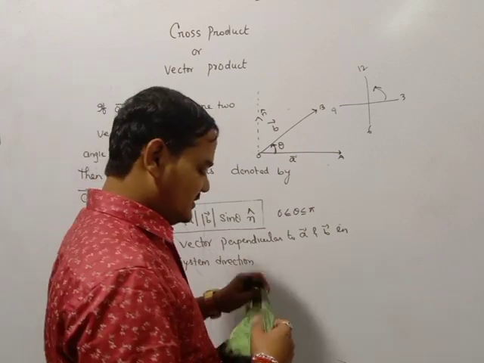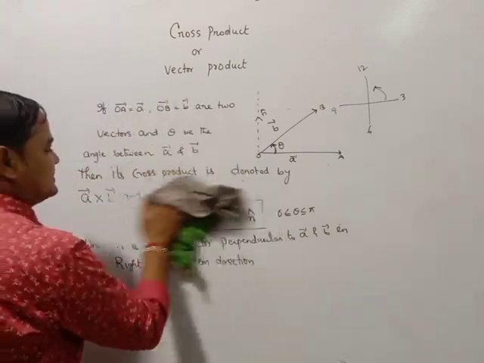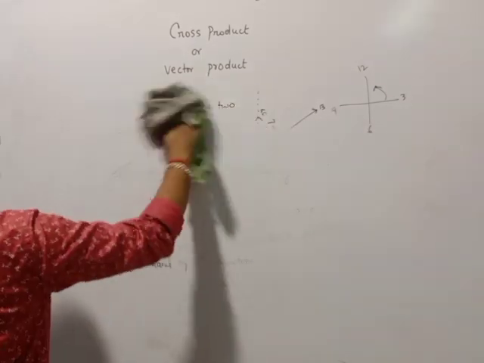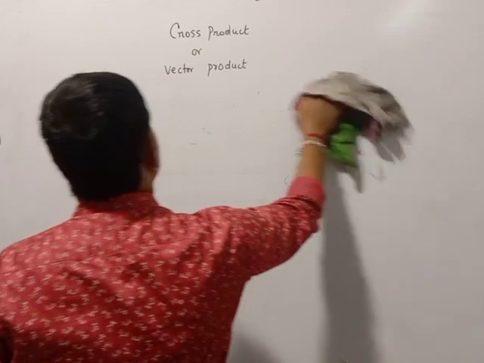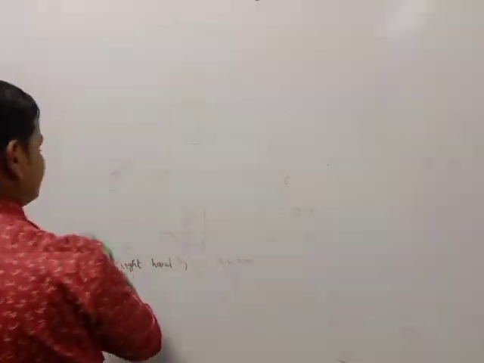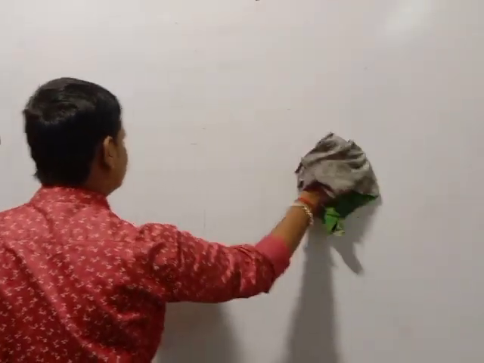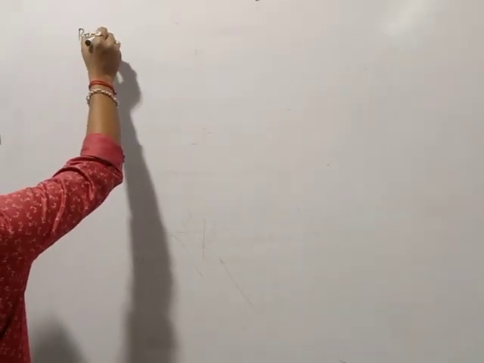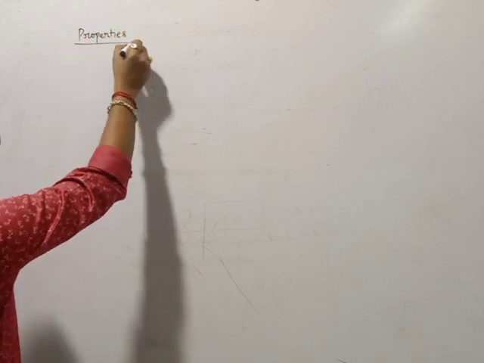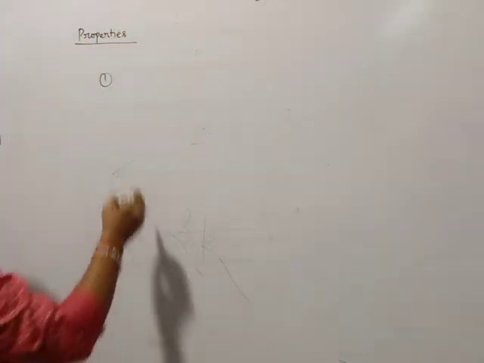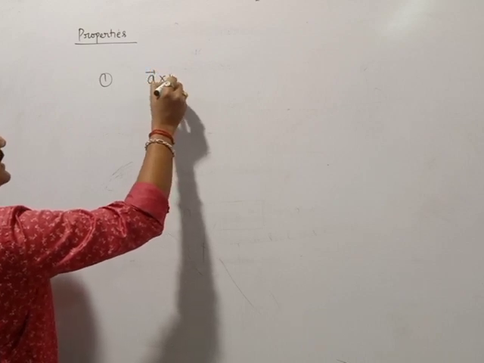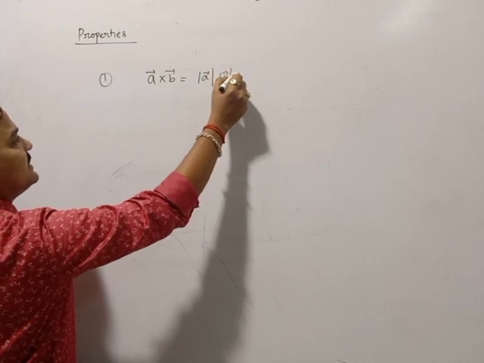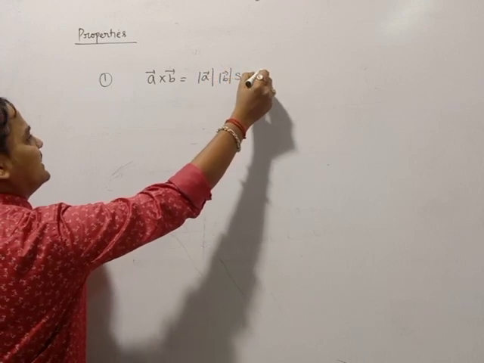Now we are going to discuss the properties of this cross product. See, first property. First one, A bar cross B bar. What is the formula for A bar cross B bar? It is magnitude of A bar into magnitude of B bar into sin theta into n cap.